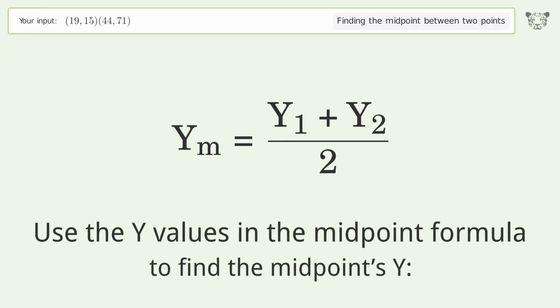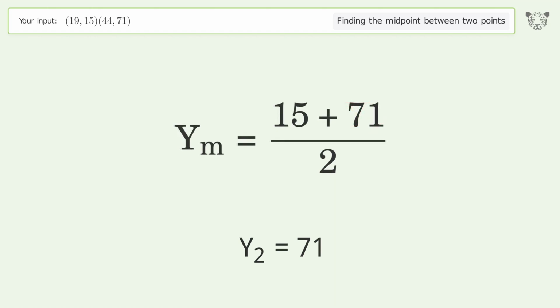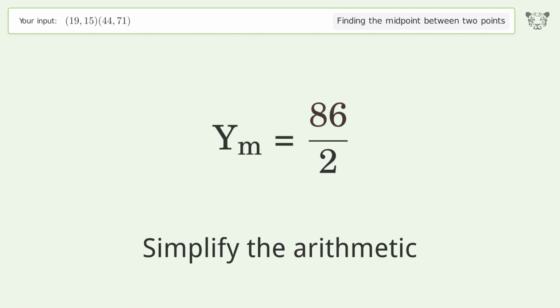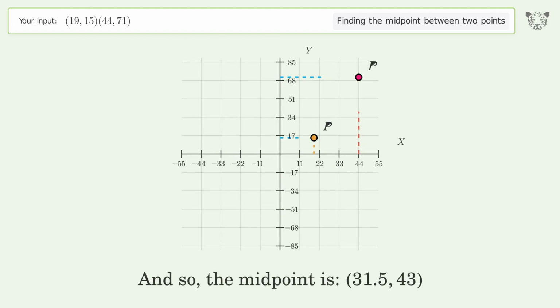Use the y values in the midpoint formula to find the midpoint's y. y1 equals 15. y2 equals 71. Simplify the arithmetic. And so, the midpoint is 31.5, 43.